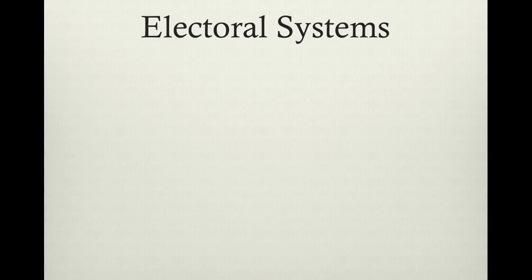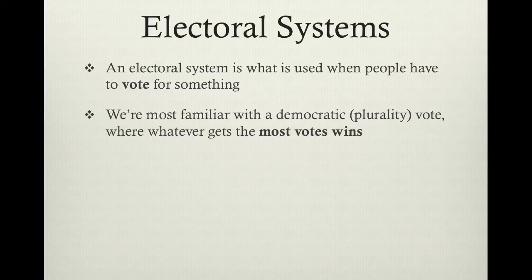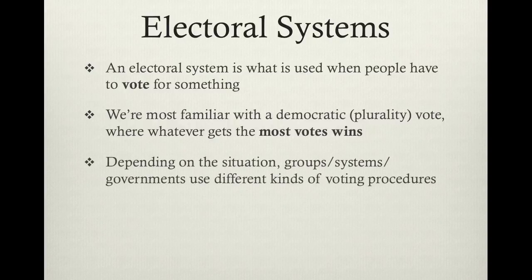Before we get started, let's talk about what electoral systems are. An electoral system is what is used when people have to vote for something. We're most familiar with a democratic or plurality vote, where whatever gets the most votes wins, which we do in class. We usually have a vote, you raise your hand, and whoever gets the most votes wins. Depending on the situation, groups, systems, and governments all use different kinds of voting procedures. In this PowerPoint, we're just going to talk about the voting procedures, but next we're going to talk about why certain governments use certain voting procedures. So we're going to start looking at some now.